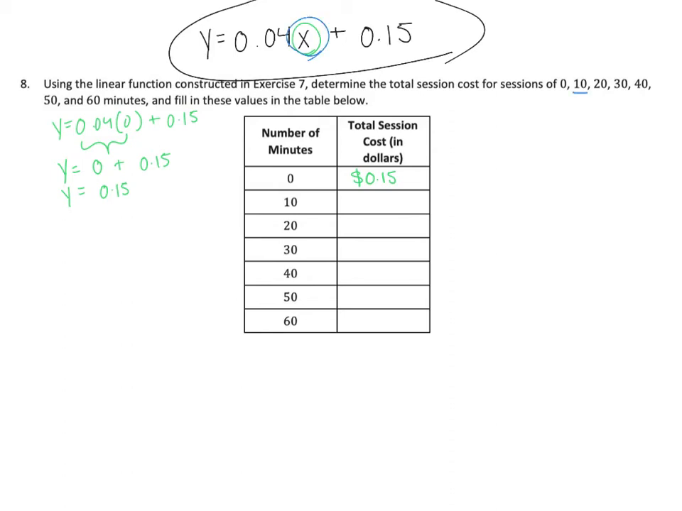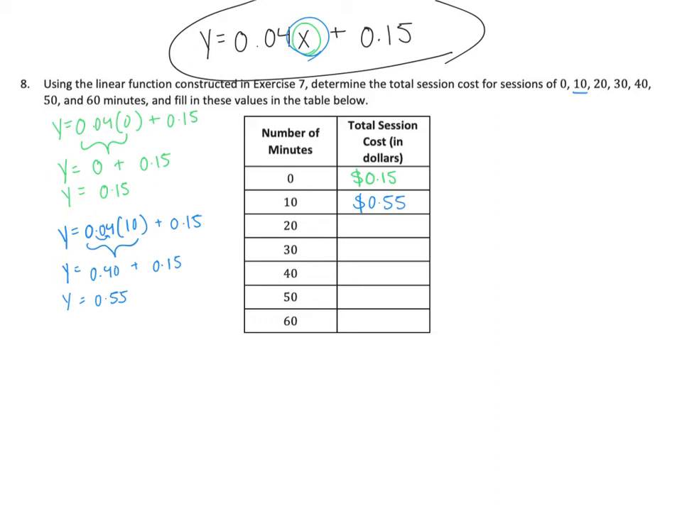All right? Now let's see how much she's going to pay when it's 10 minutes. So I'm changing that to a 10. So y equals 0.04 this time times 10 plus the 15 cents. Well, anything times 10, all we got to do is move the decimal one place to the right. So this becomes 40 cents plus that 15 cents to begin with. 40 cents plus 15 cents is she's going to pay 55 cents for 10 minutes.